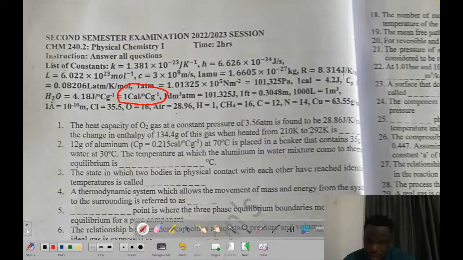Now it started from here. They gave us CP of water in calories. They gave us to be 4.18 in joules. They gave us to be 4.18 in calories. They gave us to be 1. So this is where I got the 1.